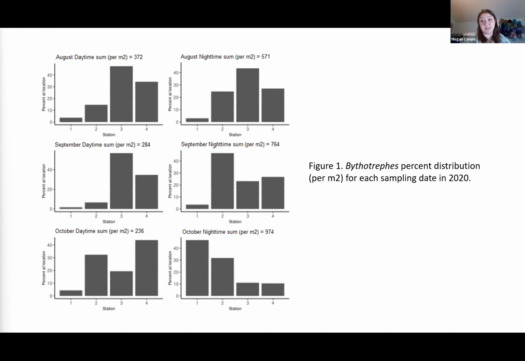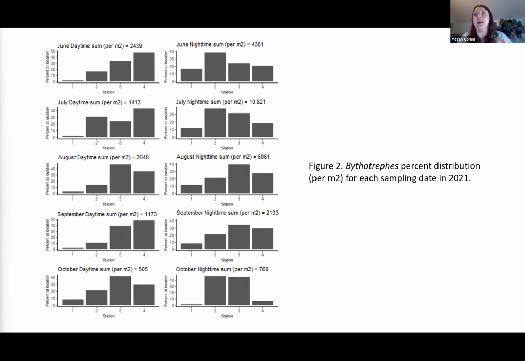The most interesting pattern to come from the 2020 sampling was this October nighttime. A huge percent of the population is showing up at Station 1, that shallow station, in October nighttime. And I didn't really have a good explanation for it. I wanted to see if we could repeat that pattern this summer and see, is there something there? But that is the big pattern, plus also the higher number of animals caught during the nighttime than the daytime across all samples. Okay, so that's 2020.